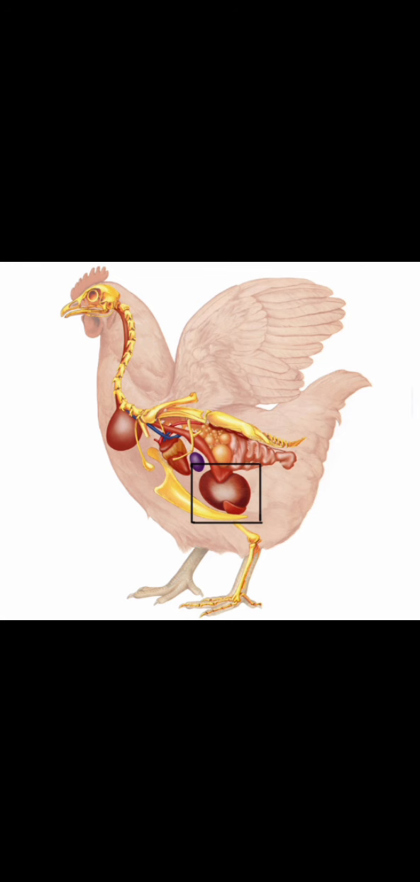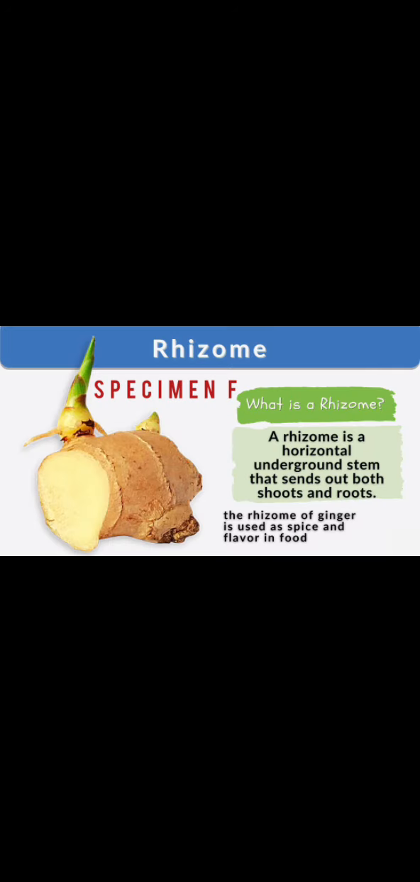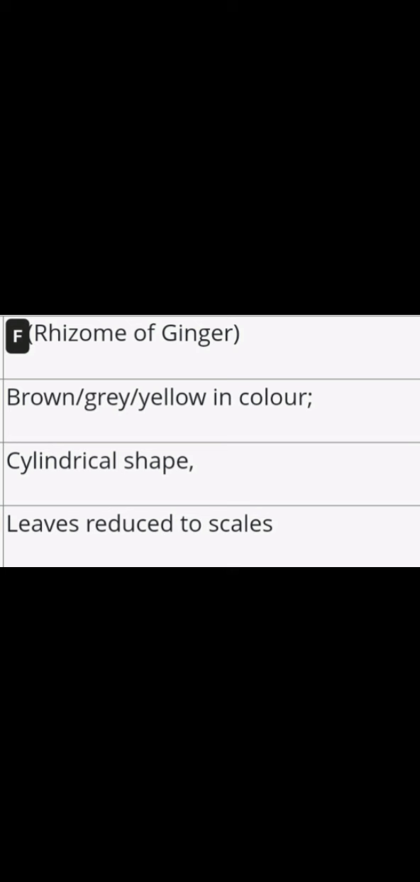Now, specimen F is ginger rhizome. The features of rhizome of ginger is that it is brown, gray, or yellow in color. It's cylindrical in shape, not a circle, but it's round. I mean, this time the rhizome. The leaves are reduced to scales. The leaves are like scales, not open leaves.